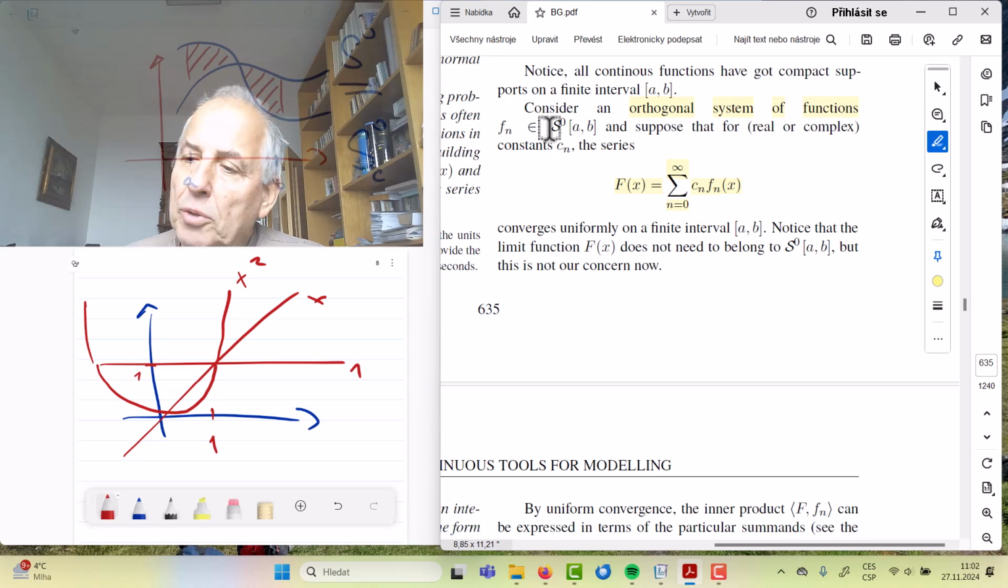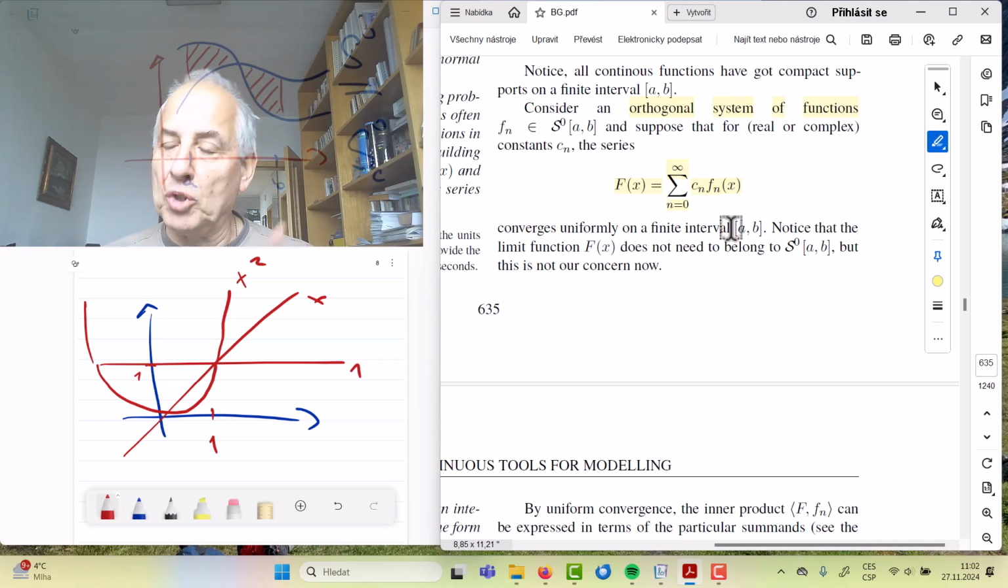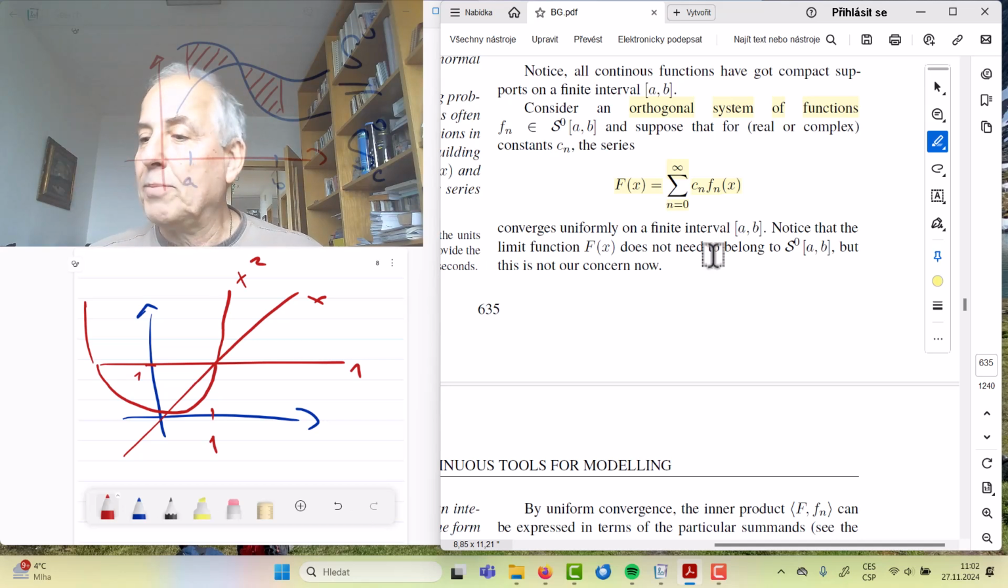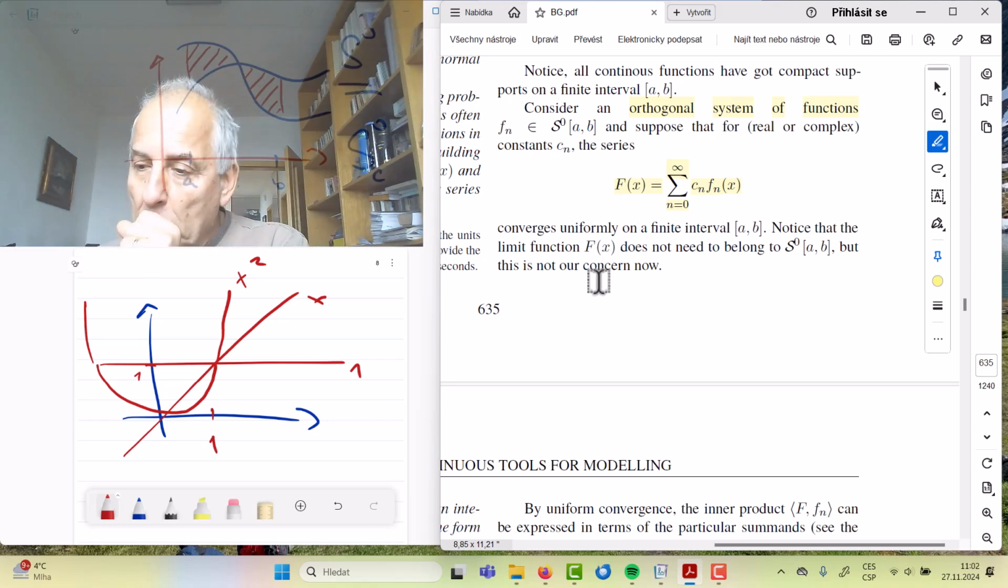we suppose that there will be some well-designed system of constants Cn, which will give us a convergent series, and we can expect that the series will converge uniformly, right? Why not? That is now an assumption. It's not true always, but say it uniformly converges for all the x's in the interval.